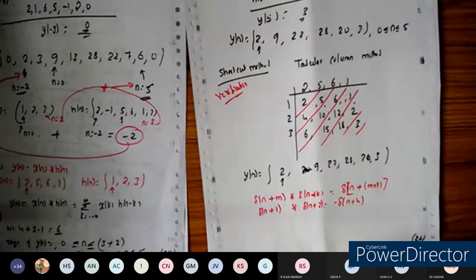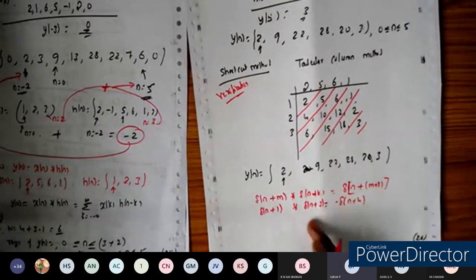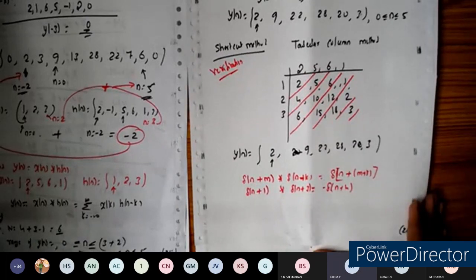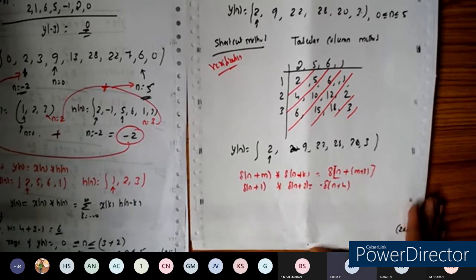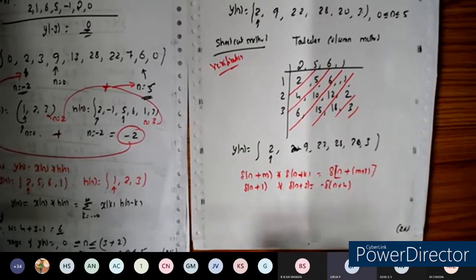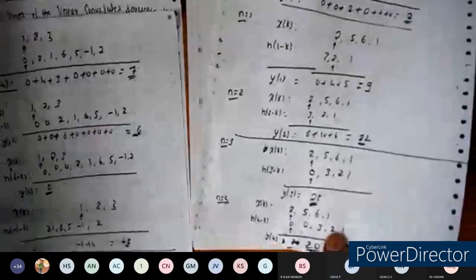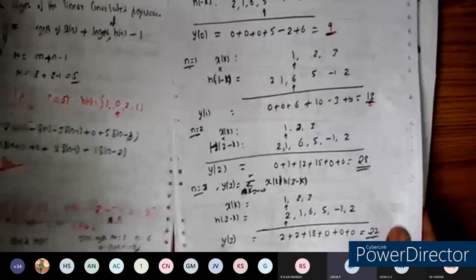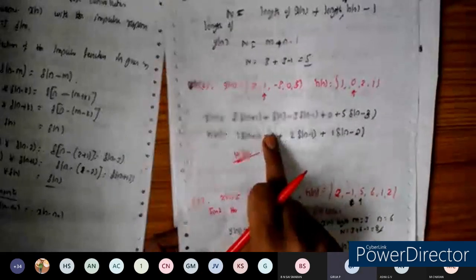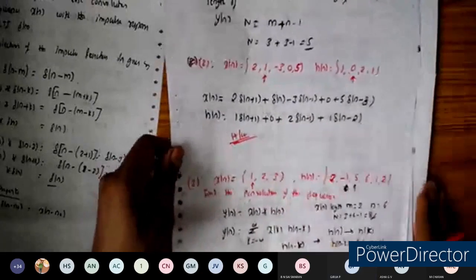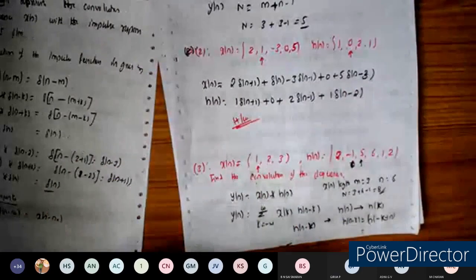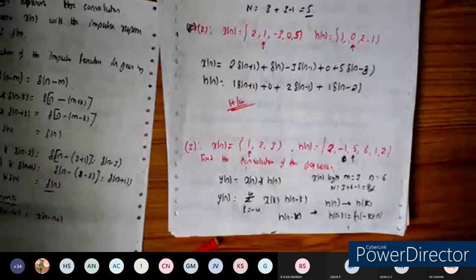Done? Yes, sir. Can you tell the final answer of the second assignment problem? Which problem? The homework problem you gave, this one? Yes, sir. Okay, let us verify this problem with the shortcut method. Already you have done the answer here. I'm going to verify this one with the shortcut method. I'm going to do it here.